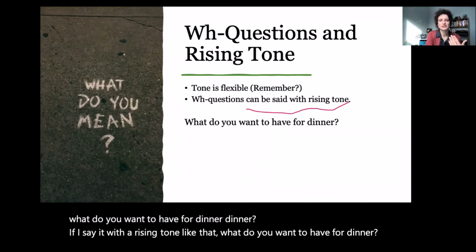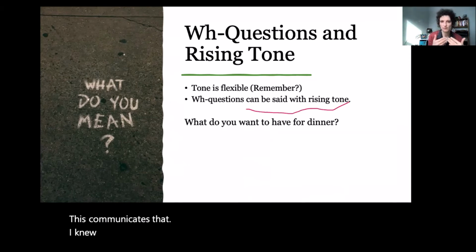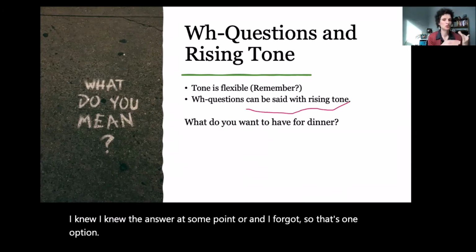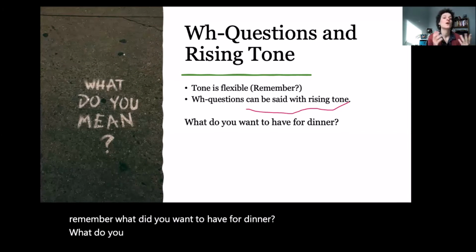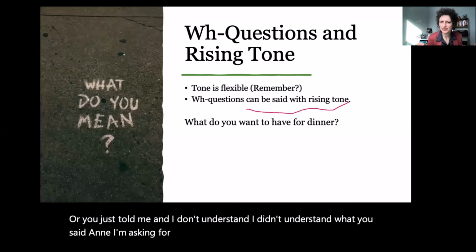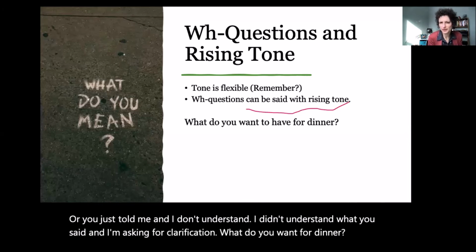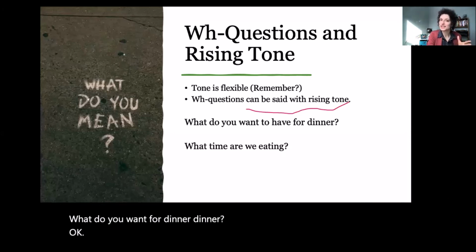This communicates that I knew the answer at some point, and I forgot. So that's one option. You told me earlier today, you told me yesterday, and now I can't remember. What did you want to have for dinner? Or you just told me and I don't understand. I didn't understand what you said and I'm asking for clarification. What do you want to have for dinner? Dinner? Okay. Again, let's look at another example.